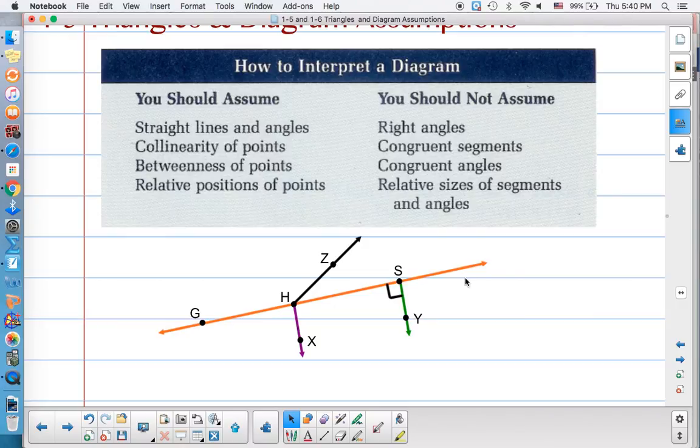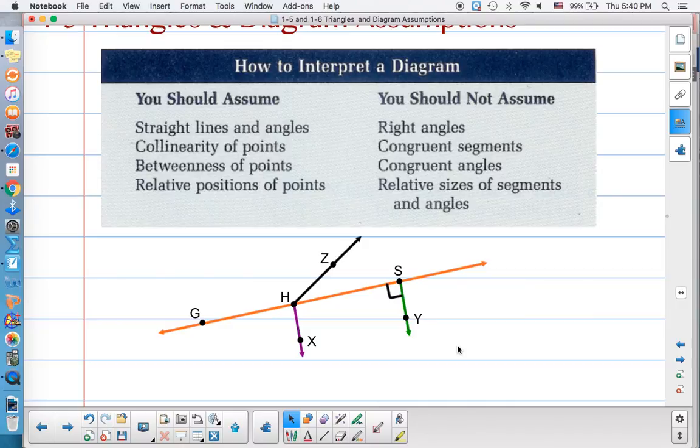What I mean by that is we can tell that the angle at point S, because it's marked, is a right angle. We cannot tell about the angle formed by GHX, that purple ray and the orange line. We can't tell if that's a right angle or not. Similarly, we can't tell if angle ZHS is a right angle or not, just because it looks like it or doesn't. We'd have to have some marking or some relationship that we know has to exist.